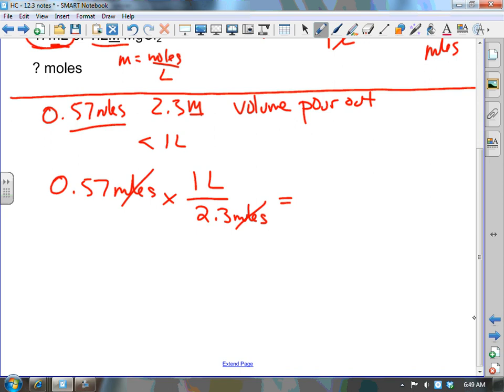So 0.57 times 2.3. Oops, sorry, 0.57 divided by 2.3. Get an answer of 0.25 liters. So what does that mean? I only need to pour out 250 milliliters of that chemical to get the moles I need. Okay. That's how we're going to use that conversion factor.